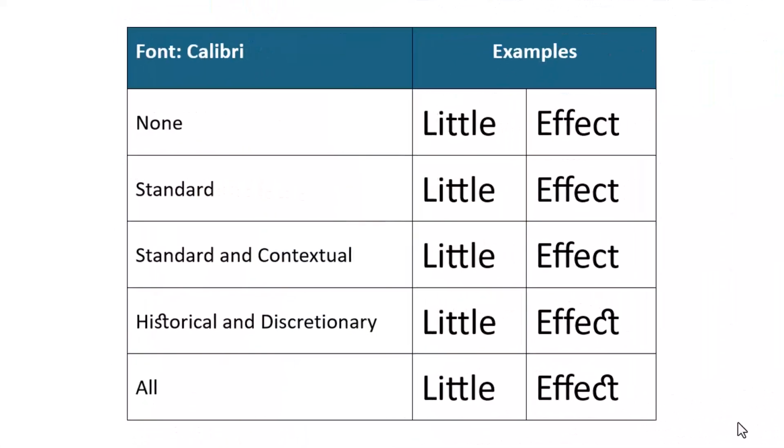So with the Calibri font, if you apply standard or standard and contextual ligatures, notice how the T's and the F's are combined. And if you apply the historical and discretionary ligature, the T's and F's are not affected, but the C and T and S and T are combined as symbols. And if you choose the All option, it applies all the ligature options for the font.